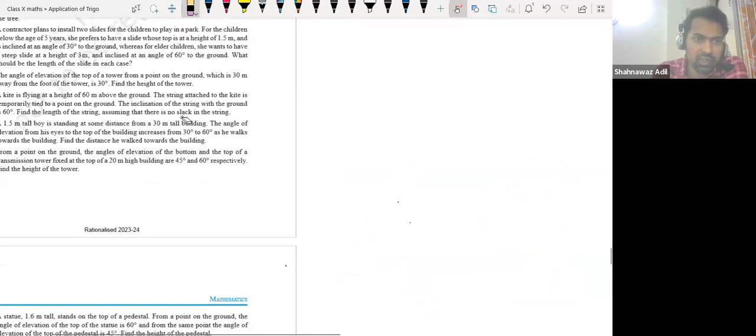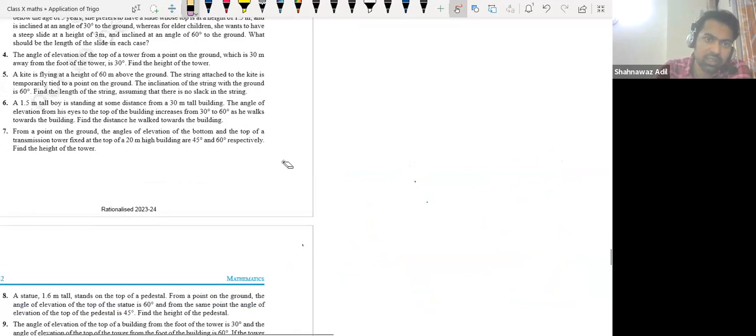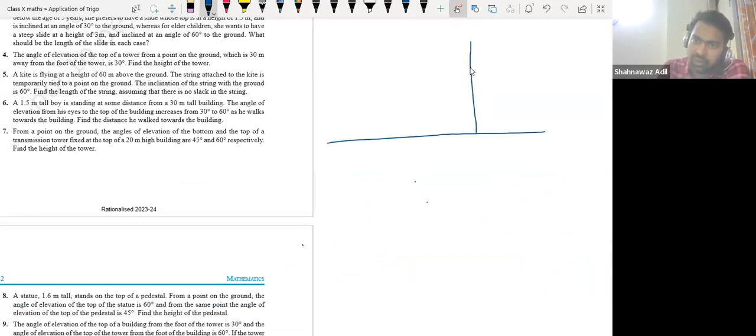The angle of elevation of the top of a tower from a point on the ground, which is 30 meters away from the foot of the tower, is 30 degrees. Find the height of the tower. So we have ground and we have a tower, right? Let us make a tower on the ground. This is the tower, this is the foot of the tower, and this is the top of the tower.